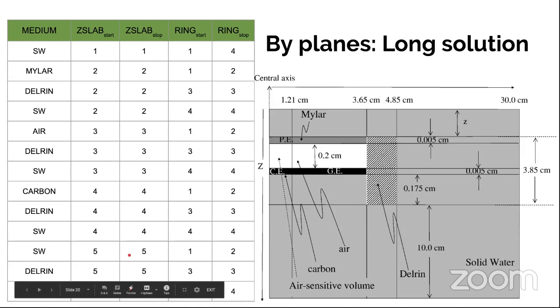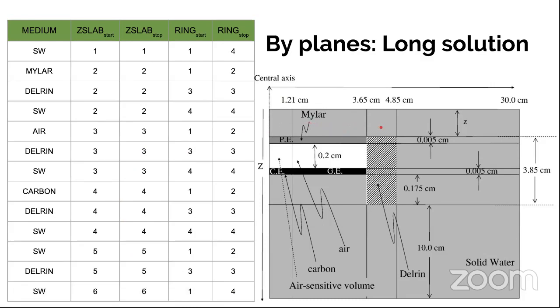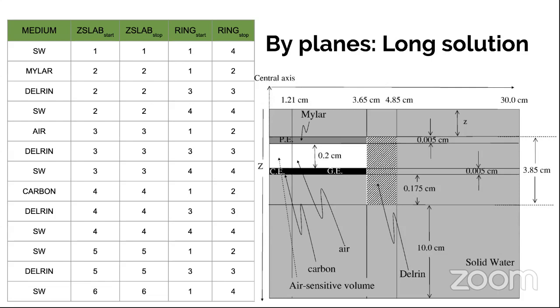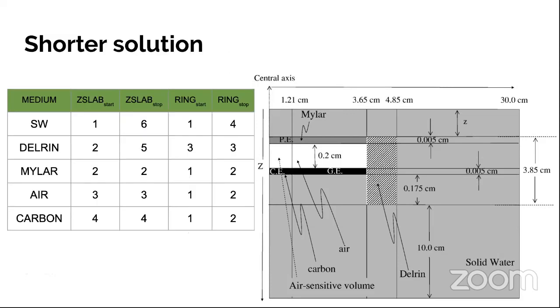So this is a long solution. We can even make it longer, defining region by region. We can do that, and nothing is wrong. The simulation is going to be correct. But just entering this is a long solution. Sometimes you might want to do that, sometimes you might not. But you can have a shorter solution.